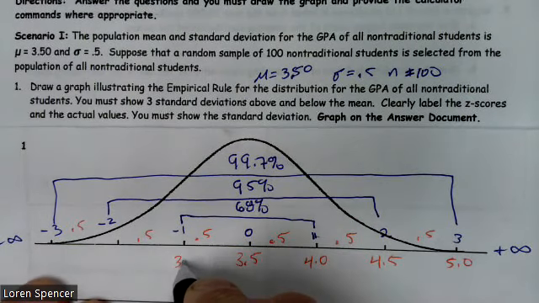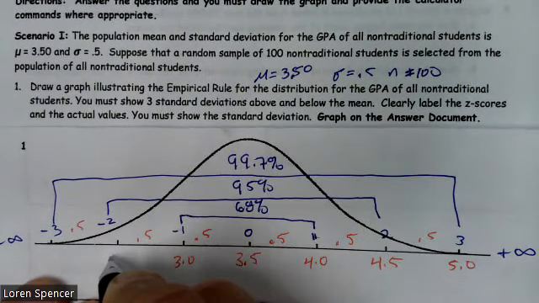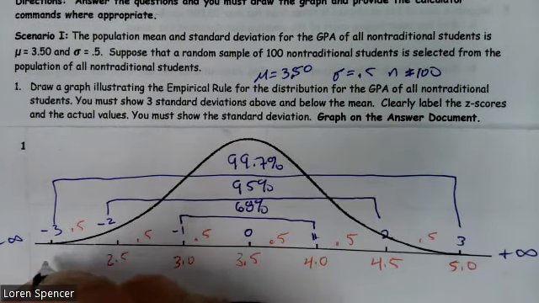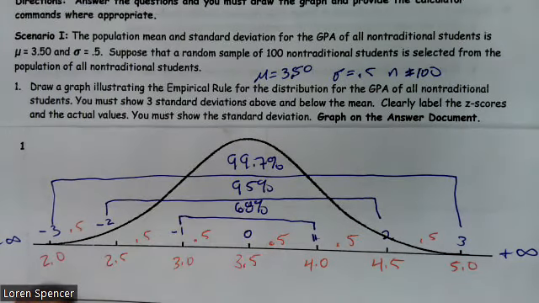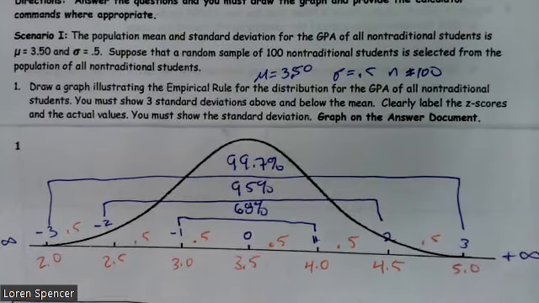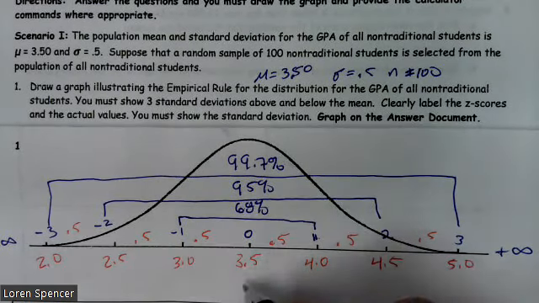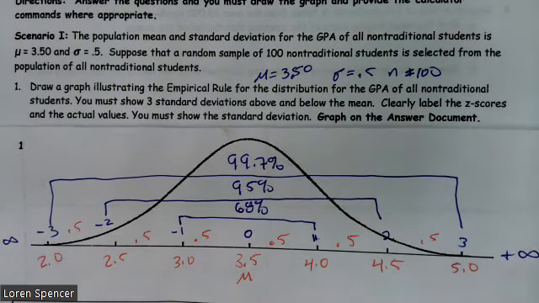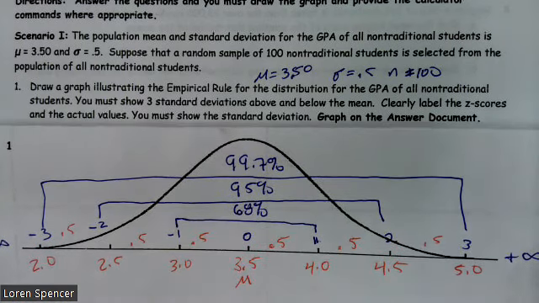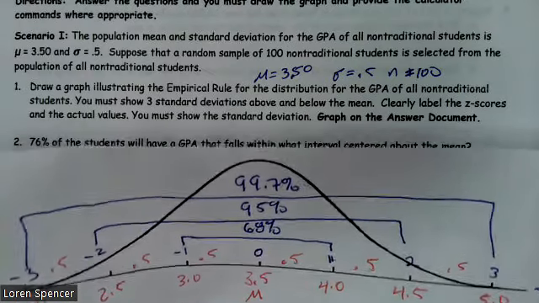This is 3.0, 2.5, and then this is 2.0. All right. So that takes care of everything there, except I need to put a little mu for our mean. So that takes care of the first one. All right, and that's just a continuation of what we've been doing.